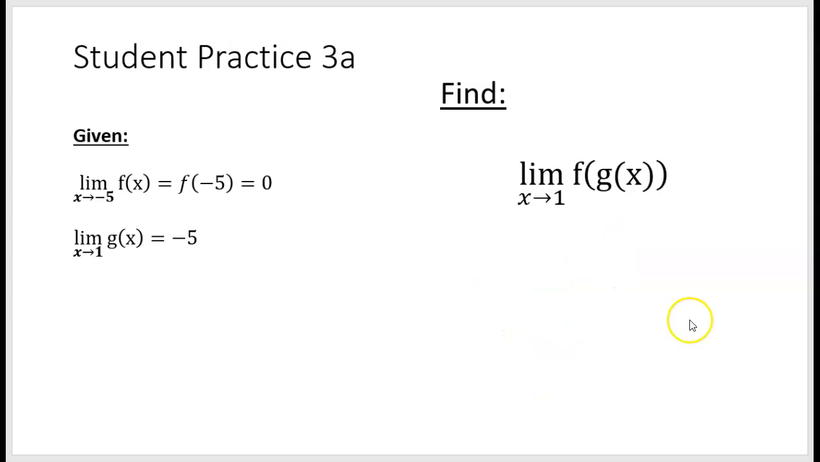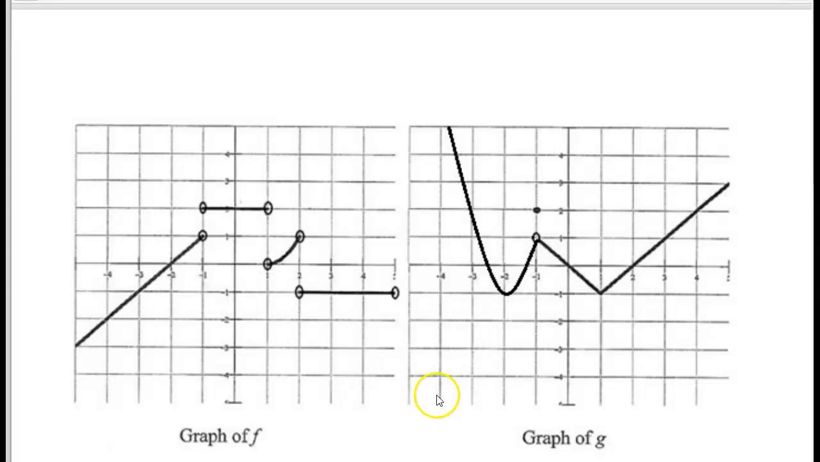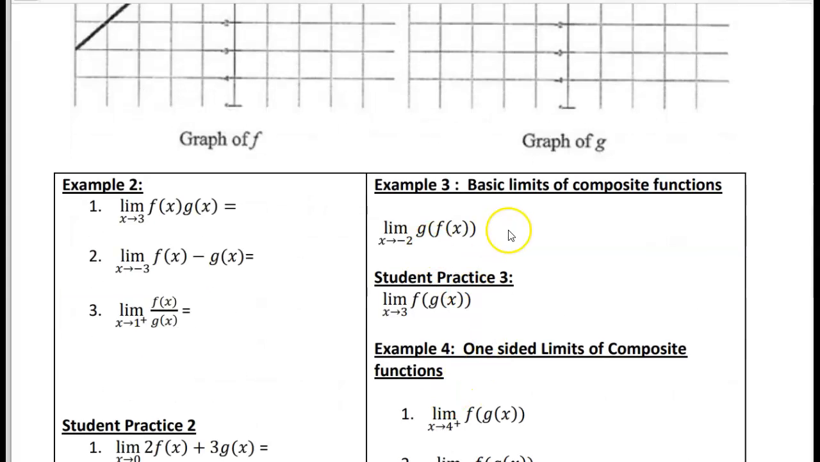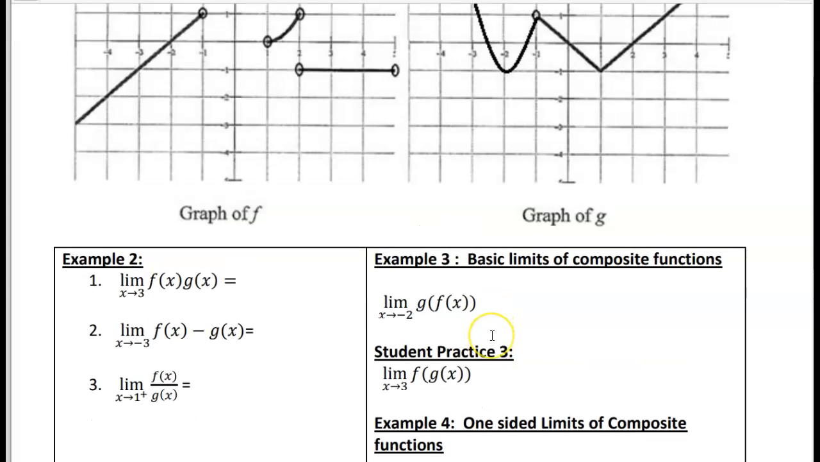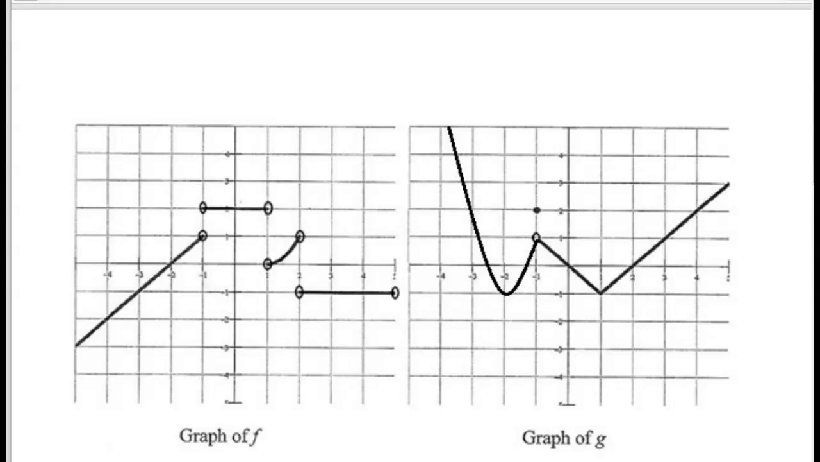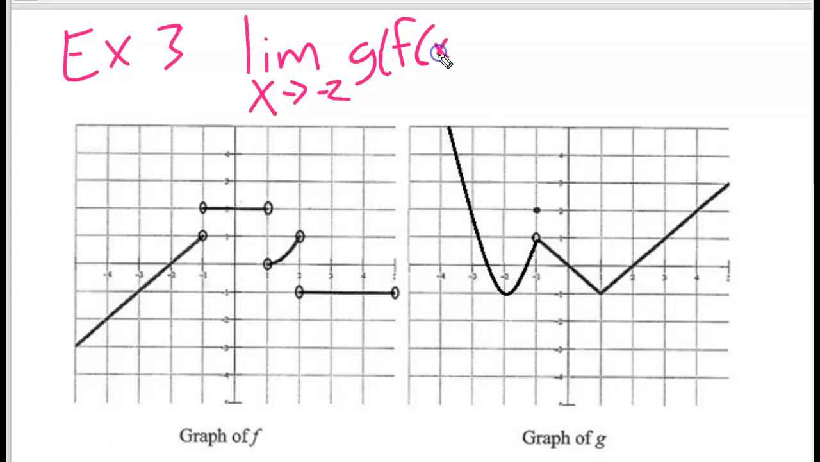All right. Now we're going to do the same thing, but we're going to do it with, back to this sheet here. We're going to have you guys take a look at example 3 with me here. Okay? So let's go ahead and do example 3 really quick. All right, so for example 3, we're being asked to find the limit as x approaches -2 of g of f of x. Okay, so step 1 is to rewrite this, where we're putting the limit on the inside function there.